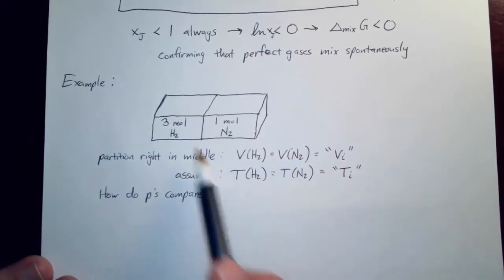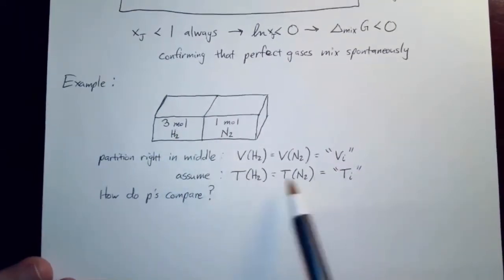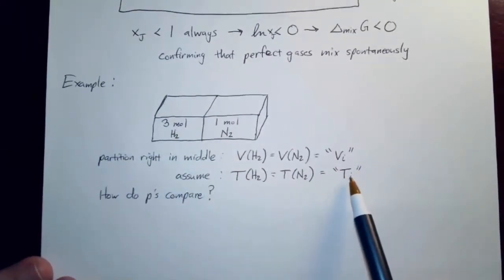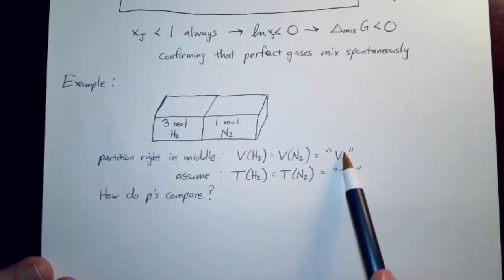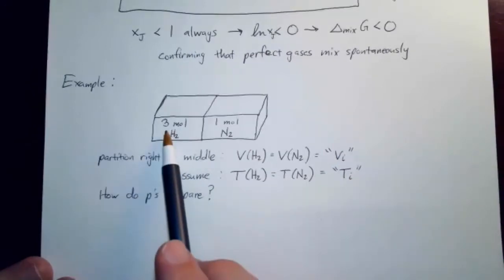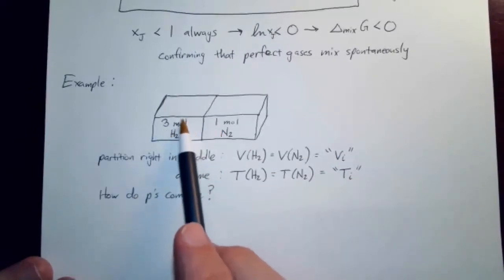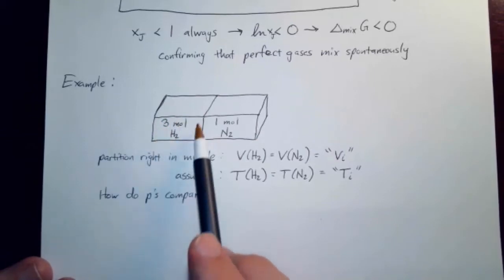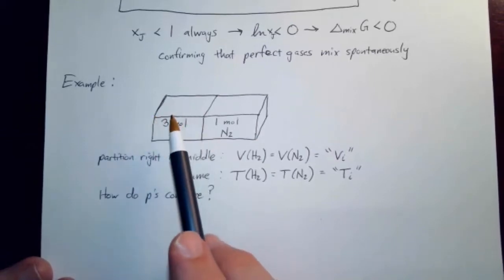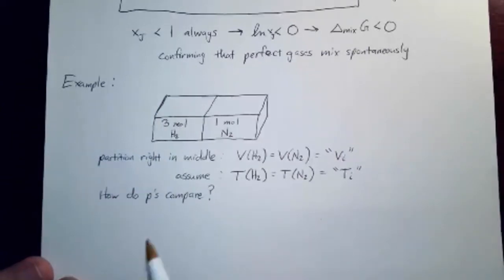And let's also assume that they're at the same temperature. So I'll call that the initial temperature. Now, how do the pressures compare? The volumes are the same, the temperatures are the same, but the number of particles is 3 times larger over here. So we would expect more pressure over here. We'd expect 3 times the pressure. So let's see how that works out.